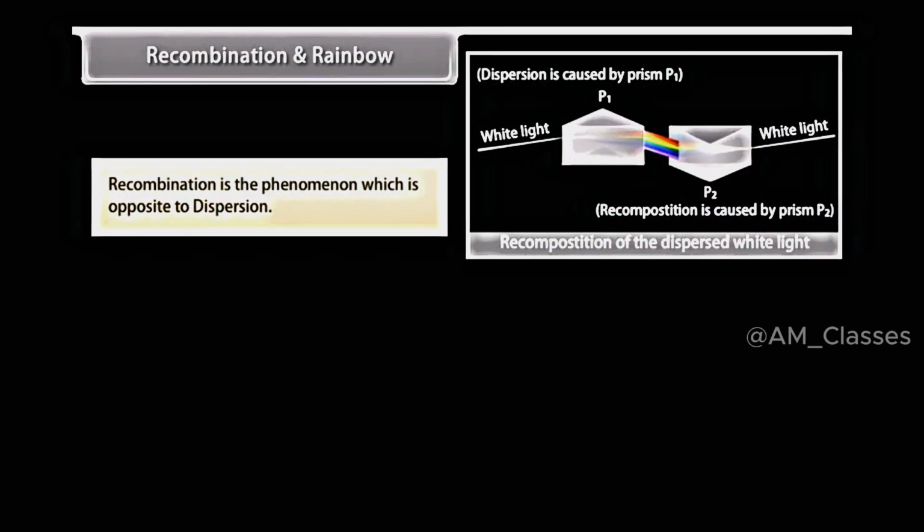Recombination and rainbow. Recombination. Isaac Newton observed that if he keeps two glass prisms parallel to each other such that one is inverted with respect to the other, then white light entering one prism gets split into 7 colors, which when they fall on the other prism, recombine to give white light again. This is termed as recombination.